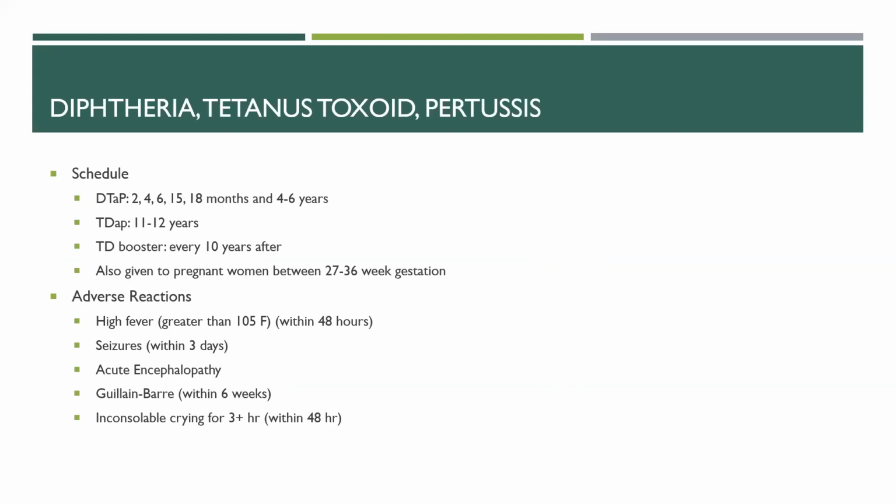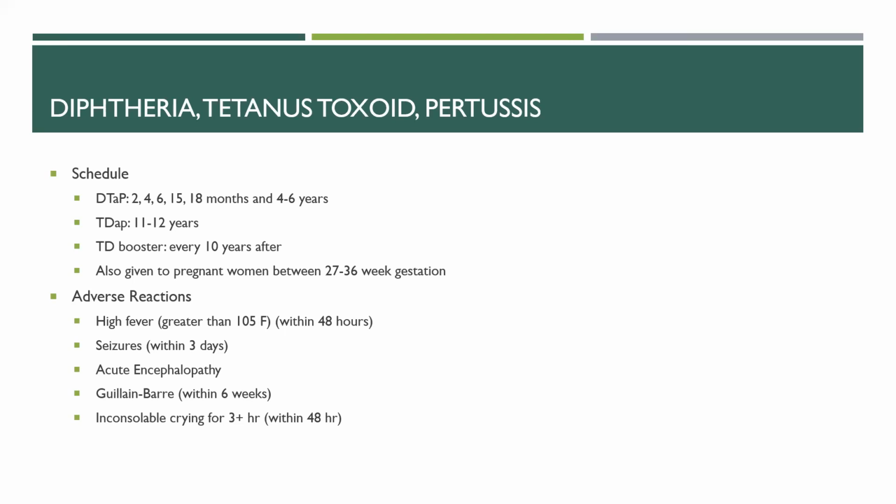To break them down, the diphtheria, tetanus toxoid, and pertussis, or the DTP, is a vaccine that we give in children. So the DTaP is given at 2, 4, 6, 15, and 18 months, as well as at 4 to 6 years of age. The Tdap is given between ages 11 and 12, and then the booster is given every 10 years after. We do also give the Tdap booster to women that are between 27 and 36 weeks gestation.